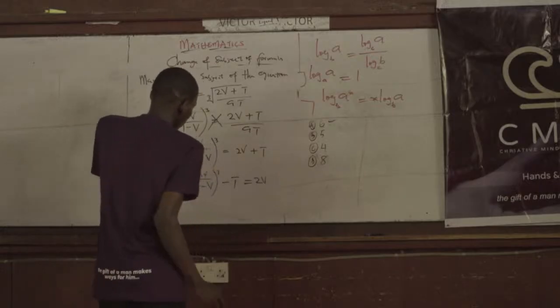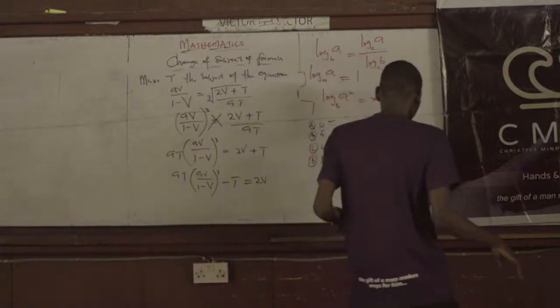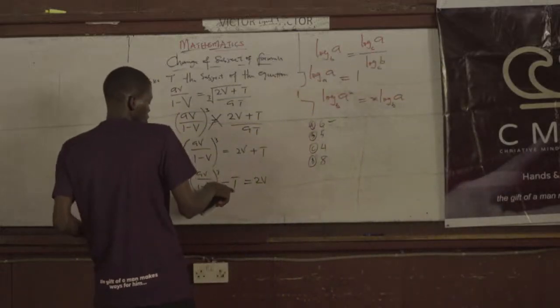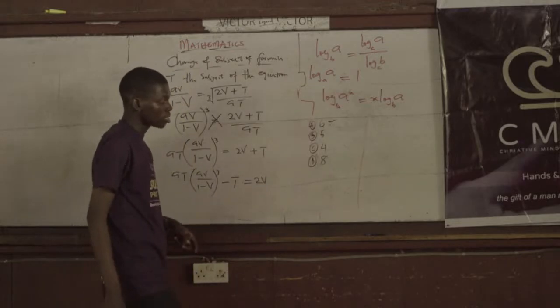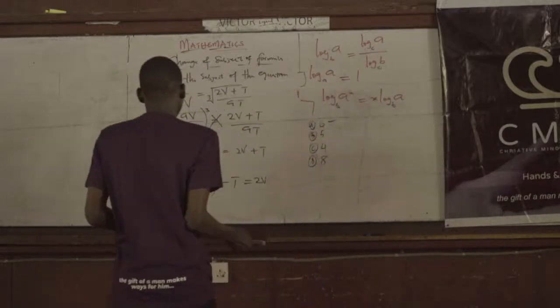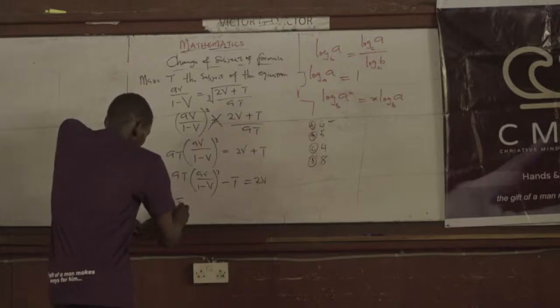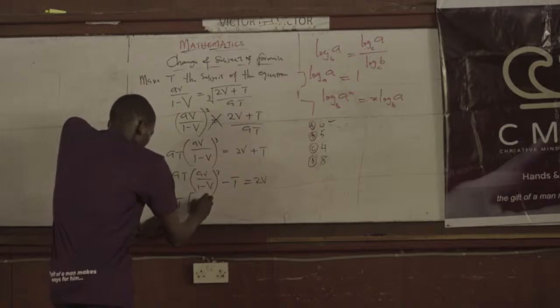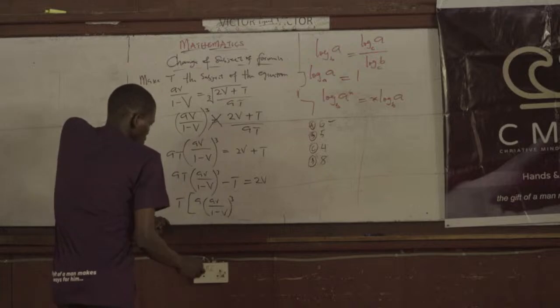So if you have something like this now, from here we can factorize t, because t is here, t is also here. That t is in this term and t is also in this term, so we can easily factorize it. We can factorize t, into bracket. What are we having left here? We are going to have 80 into bracket AV over 1 minus V, all raised to power 3.